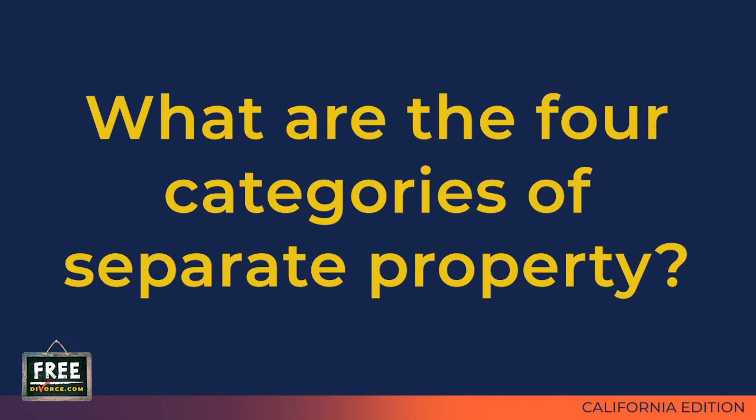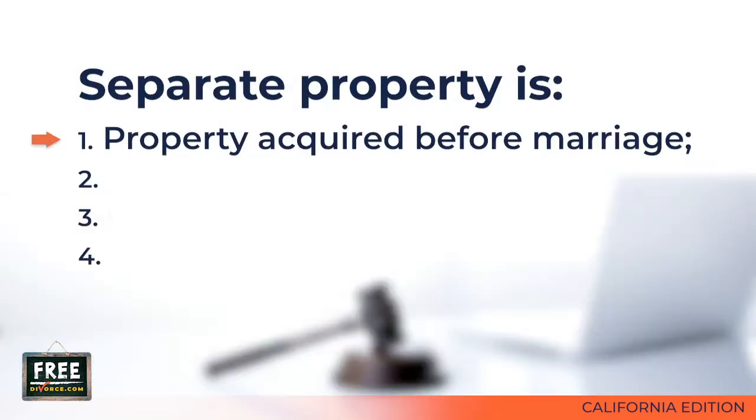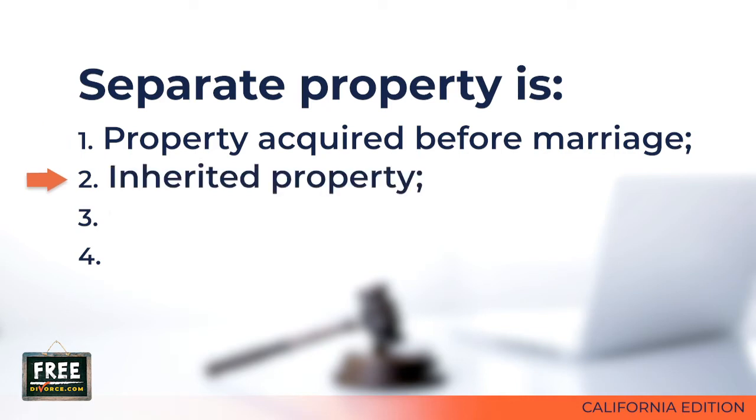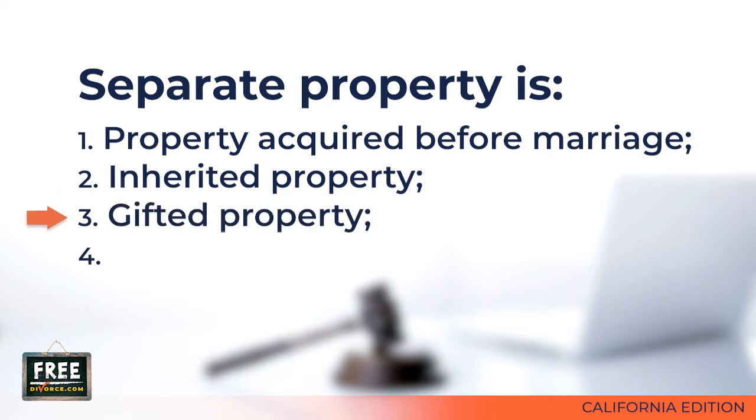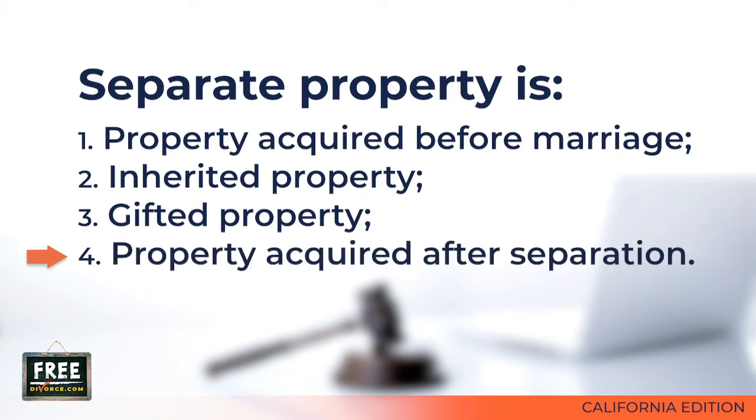These are pretty simple. Separate property is going to fall into one of the following 4 categories. First, any property that you owned before marriage that you still own. Second category, any property that you still own that you inherited. Third category, any property that you still own that was gifted to you, and the gift can be from your spouse or it can be a gift from anybody else. And the final category of separate property is property you acquired after the date of separation, after you and your spouse decided that you were going to get a divorce.